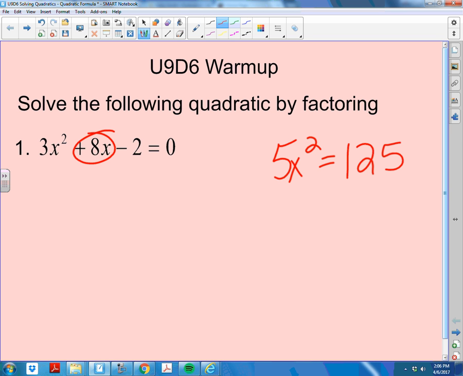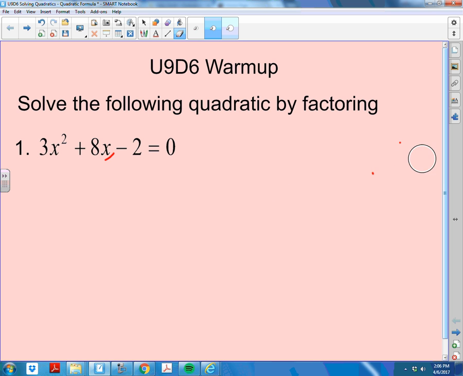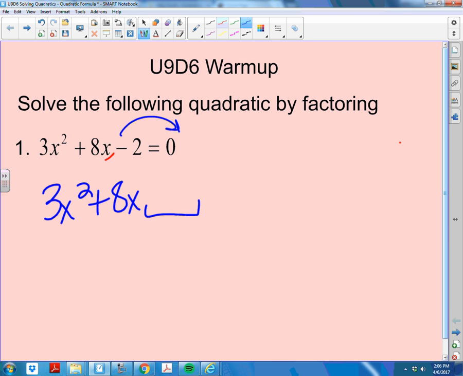Okay? Then yesterday we learned this completing the square thing, right? Completing the square is method number 3. We had factoring, we had square root method, so now we have completing the square. That's where we move this over here, and we end up with 3x squared plus 8x, big blank, equals 2, and then we have to make this a perfect square trinomial. Why is it not an option?